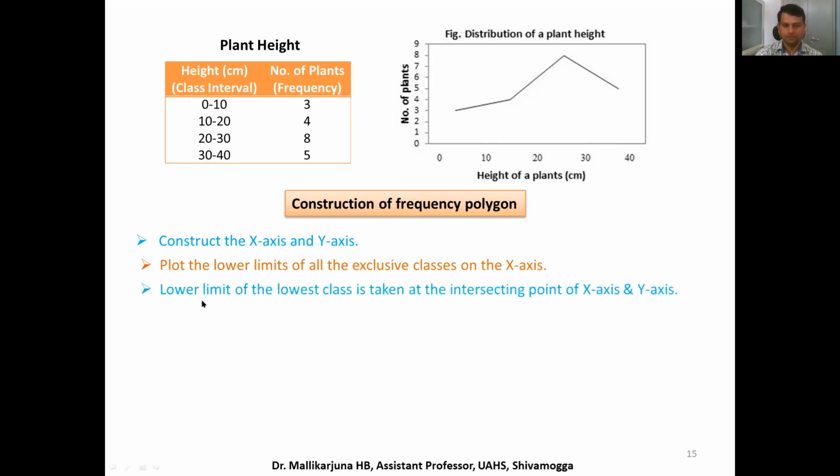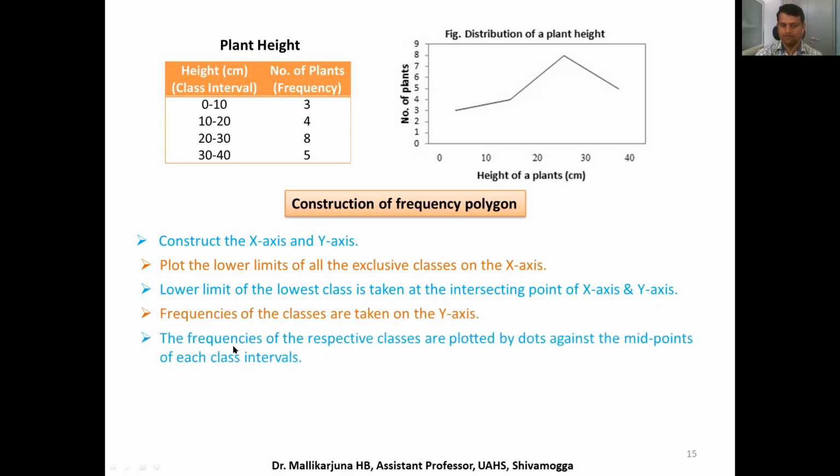The lower limit of the lowest class is taken at the intersecting point of the x-axis and y-axis. Frequencies of the classes are taken on the y-axis. The frequencies of the respective classes are plotted by dots against the midpoints of each class interval. So we can observe the dots here.